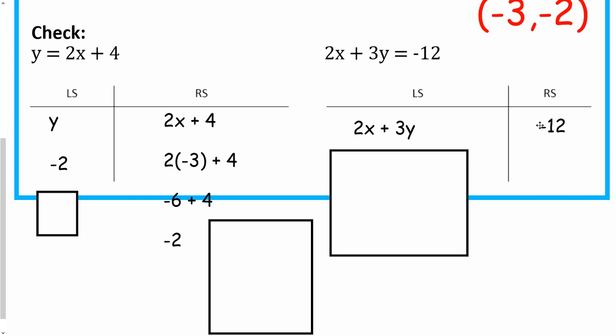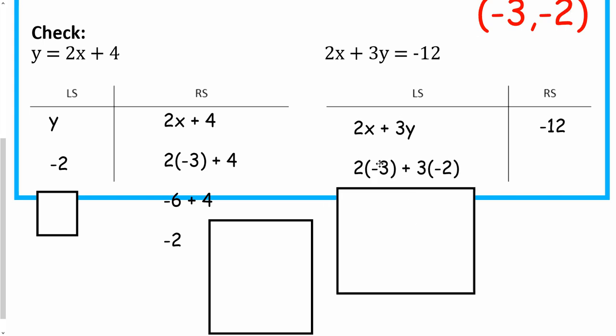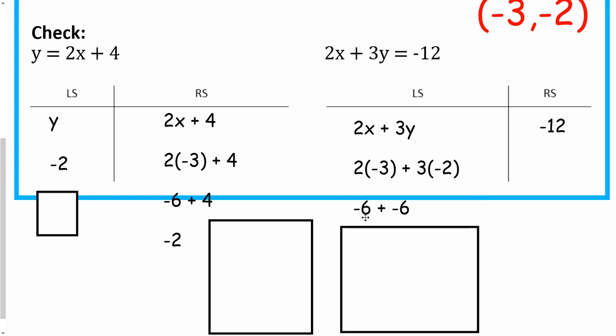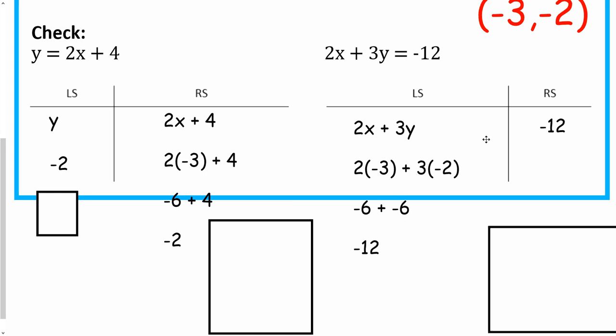On the right-hand side, we have -12, so there's nothing to do. And on the left, it's 2 times -3 plus 3 times -2. So let's see what we get for that. 2 times -3 is -6, and then 3 times -2 is also -6. -6 plus -6 is equal to -12. And they are equal to each other, so that point also satisfies this line. If we got different values, it would just show that this point does not lie on this line. If it doesn't lie on this line, then it can't intersect with the other line.